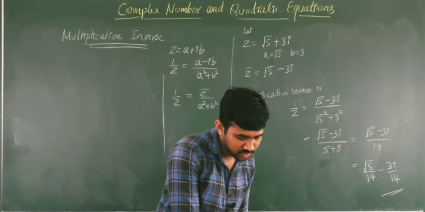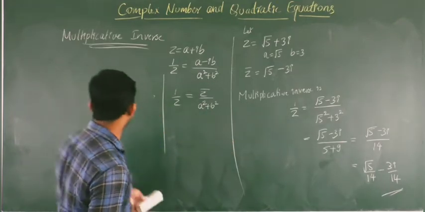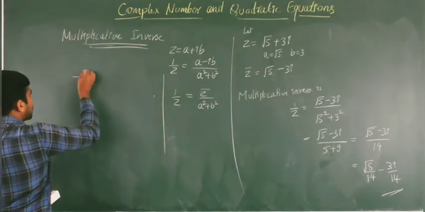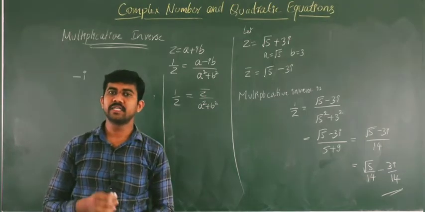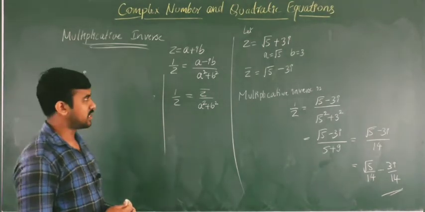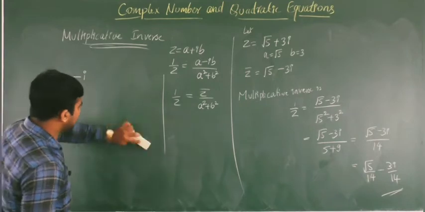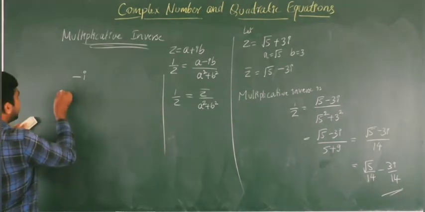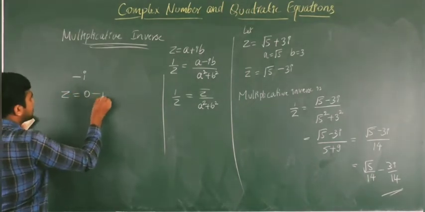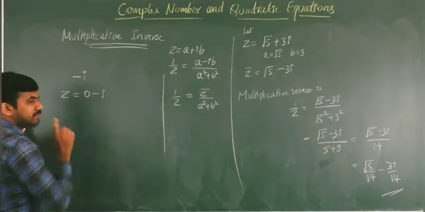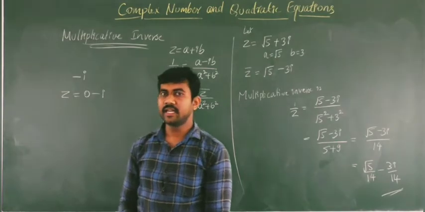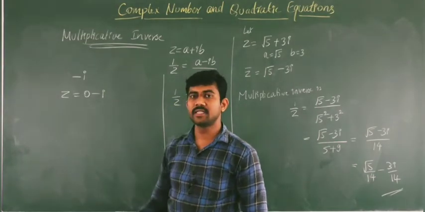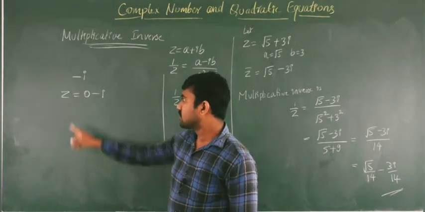Minus i is given. What is the multiplicative inverse of minus i? See, minus i is nothing but we can write this in the form 0 minus i, because this is a purely imaginary complex number in which the real part is 0. Real part not given means what? The real part is 0. So this is the z they given.